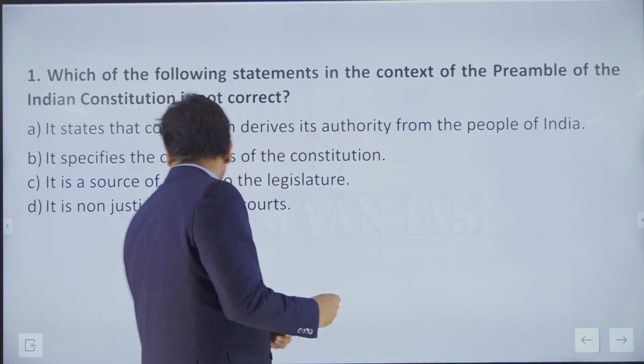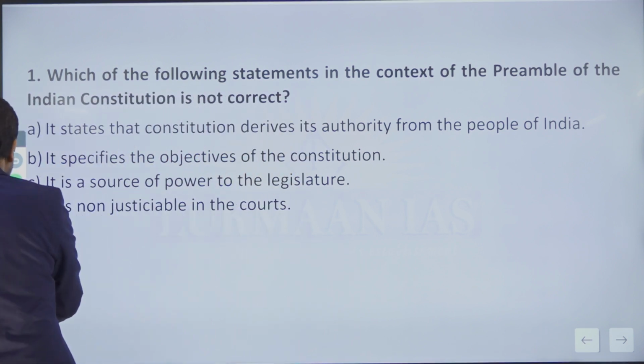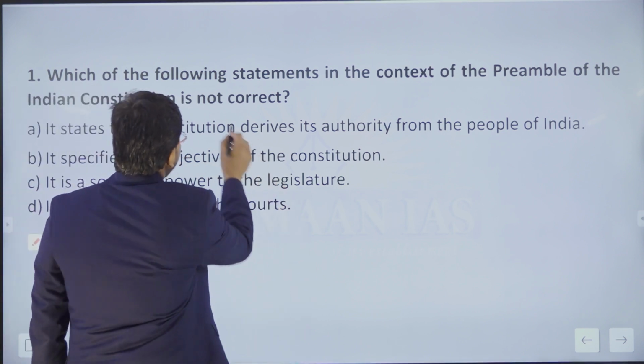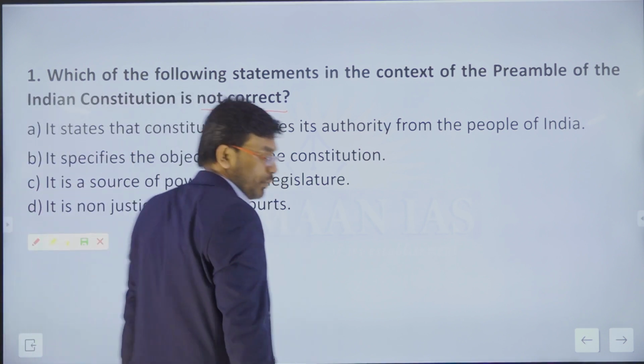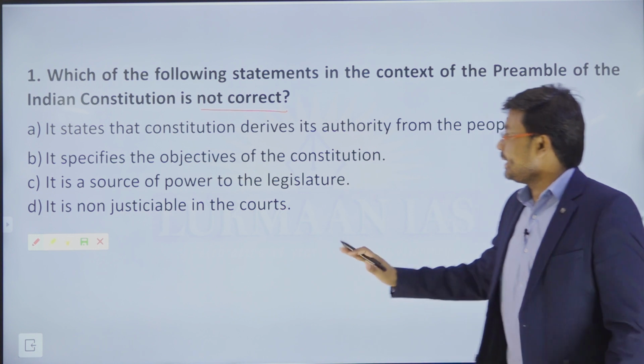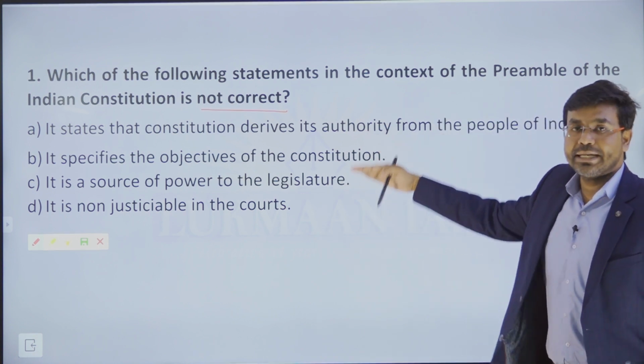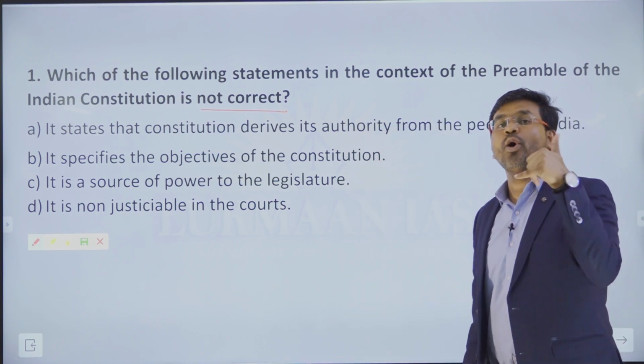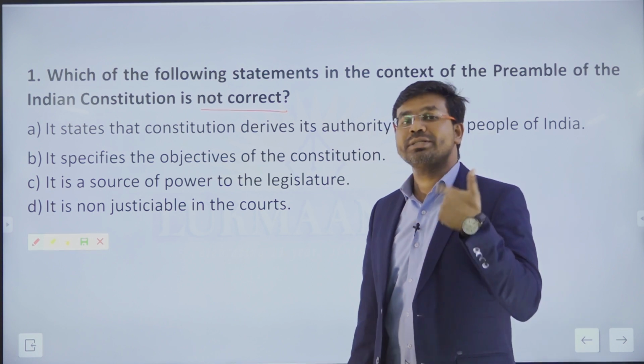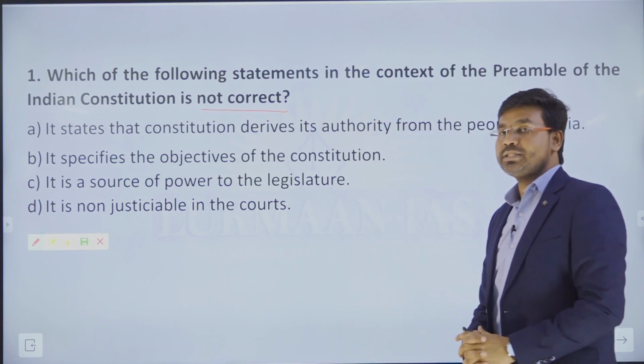Here you need to remember that they are asking about which statement is not correct. Okay, we have to identify the statement which is not correct. It means out of the 4 statements that are given, 3 of them are correct and only 1 of them is not correct. We have to just identify the statement which is not correct.